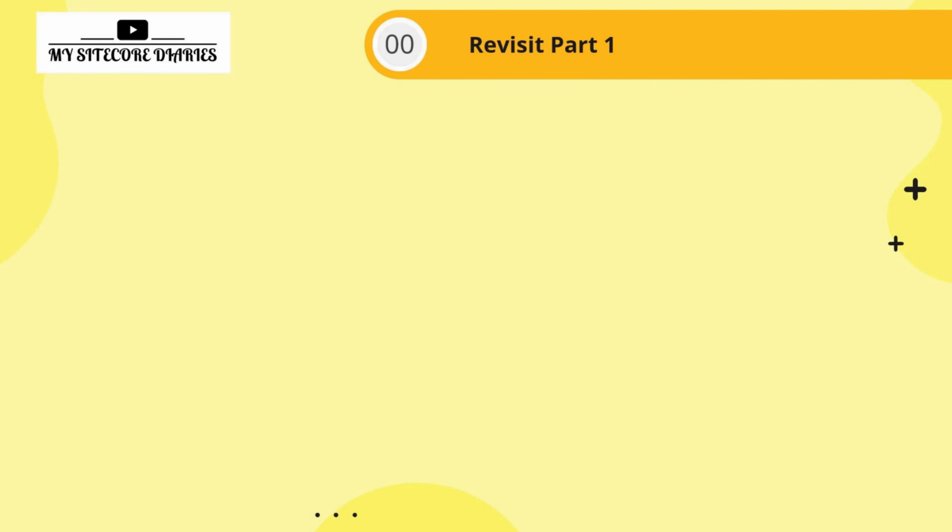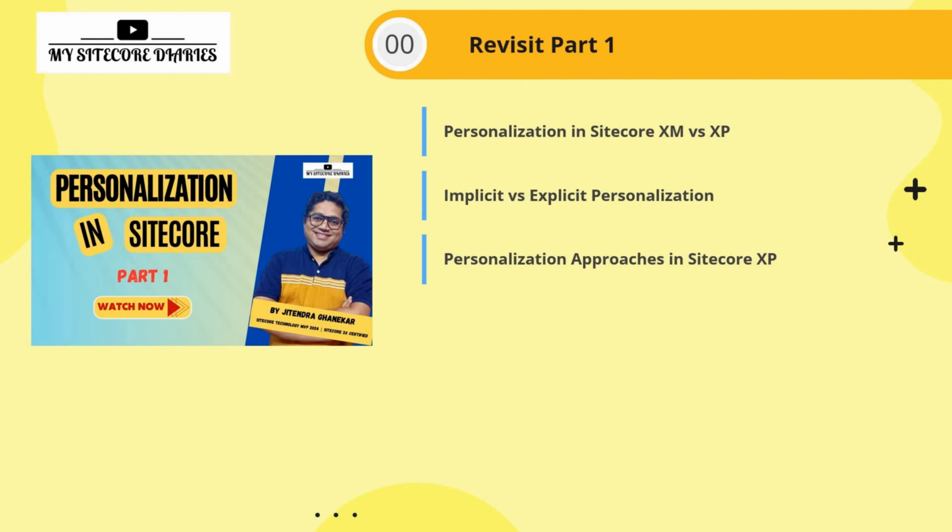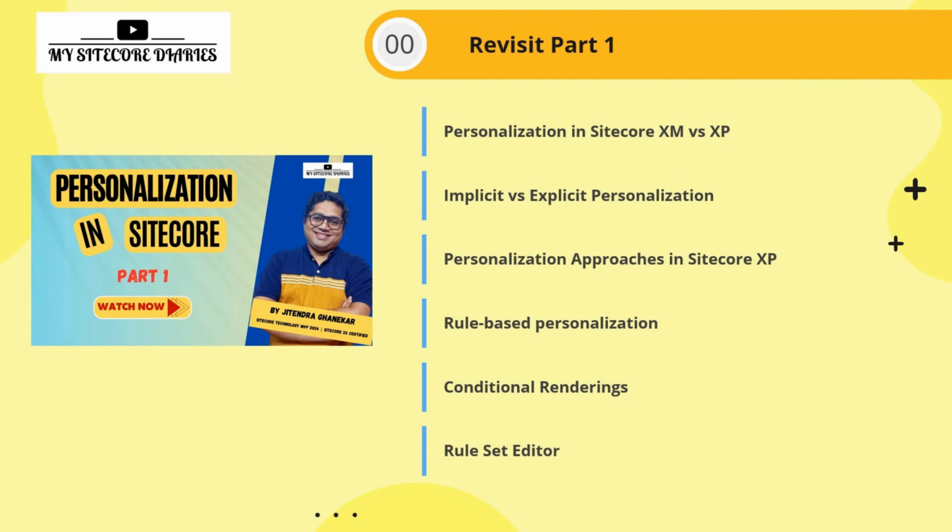What we have seen in the first part of the video, the revisit of part 1. If you have not seen the first part, the link is given in the description. What we have seen is the personalization in Sitecore XM versus XP. We have seen implicit versus explicit personalization. We have seen personalization approaches in Sitecore XP. In that, we started with rule-based personalization in which we have seen what is conditional rendering, what is the rule set editor, and how we can do the personalization using the rule-based personalization. So this is what we covered in the first part.